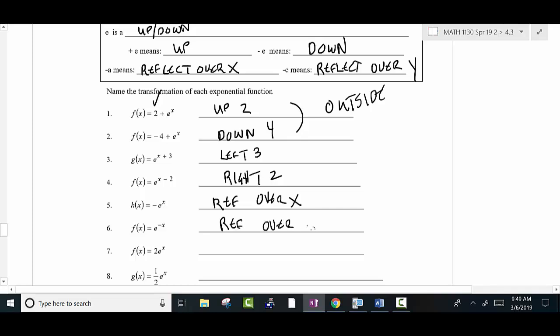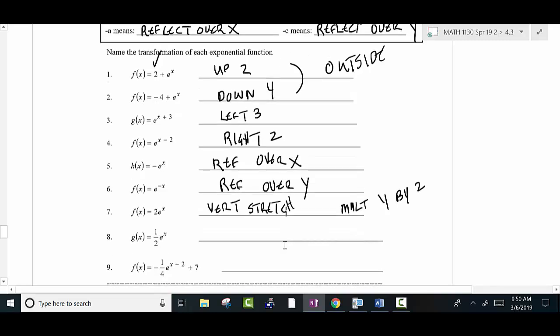It depends on where that negative is. Okay, how about number 7? You're multiplying y by 2. So what is that going to do? Stretch vertically. So we'll say vertical stretch. And how about the next one? Multiply the y by a fraction, y gets smaller, so what does it do to the graph? Shrink. Okay, good. So that's a vertical shrink.